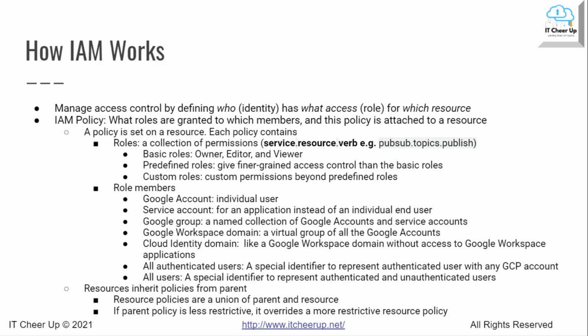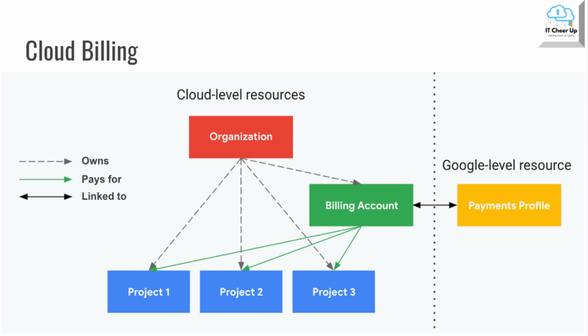Now let's move to the cloud billing. There are two types of relationships that govern the interactions between organizations, cloud billing accounts and the projects: ownership and payment lineage. Ownership refers to the IAM permission inheritance. Payment lineage defines which cloud billing account pays for a given project.